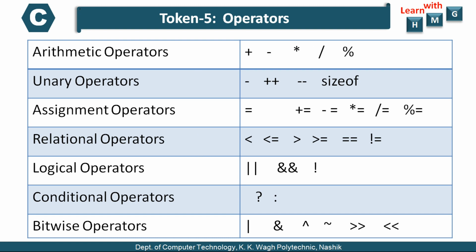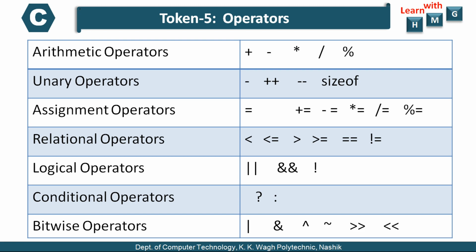Next is relational operators: less than, less than or equal to, greater than, greater than or equal to, equal to, not equal to. All these operators are used for comparison. They compare two data item values, and the result will be either true or false. These are used to build a logical expression or a condition or criteria for decision making, and the result is always true or false.